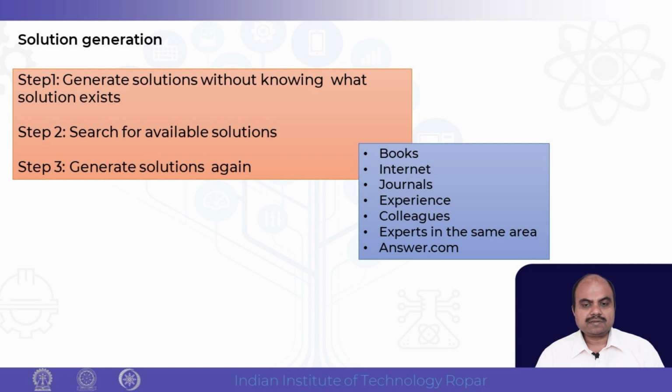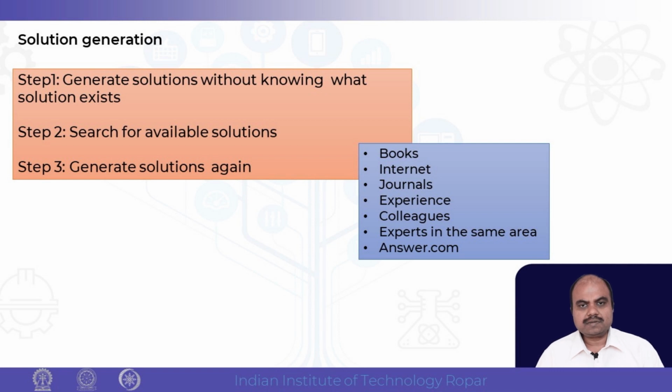Then search for available solutions, and that can be done from books, internet, journals, experience, colleagues you can ask, experts you can ask, and there are so many websites where you can ask also, and generate the solution again. So this is going to help. And for generation, there are a lot of methods. Some methods we are going to discuss in this lecture.